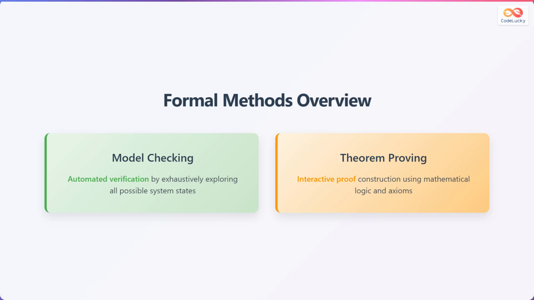Formal methods overview. There are two primary approaches. Model checking is an automated verification method that exhaustively explores all possible system states. Theorem proving is an interactive proof construction using mathematical logic and axioms.